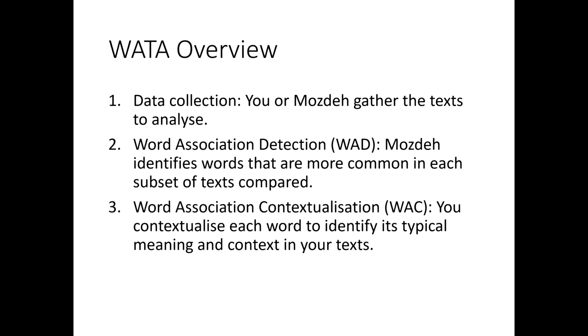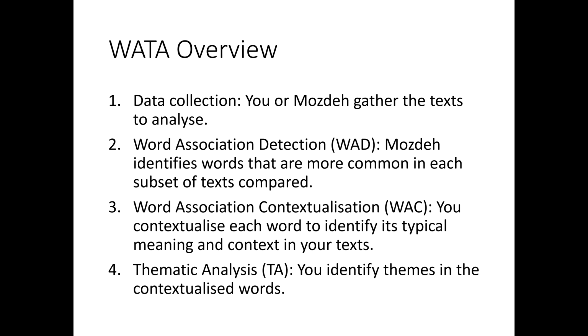The next stage is word association contextualization. For this, you contextualize each word to identify its typical meaning and context in your text. A word on its own might be ambiguous, and so the contextualization stage clarifies the ambiguity in a word on its own. And finally, the thematic analysis, you identify the themes in the contextualized words. These four stages together make up WATA, Word Association Thematic Analysis. I'm going to go through all of these stages now.